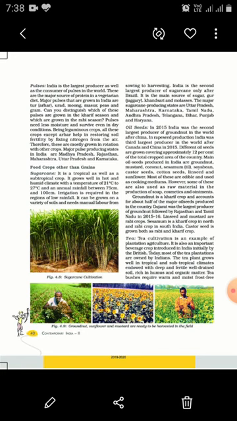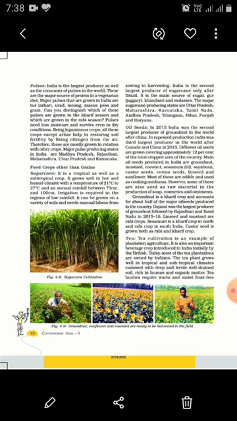Next, it is a labor intensive crop, that is, at the time of sowing and also at the time of harvesting we require a lot of labor. Now, the various things which we get from sugarcane are sugar, gur, khandsari, molasses, etc.